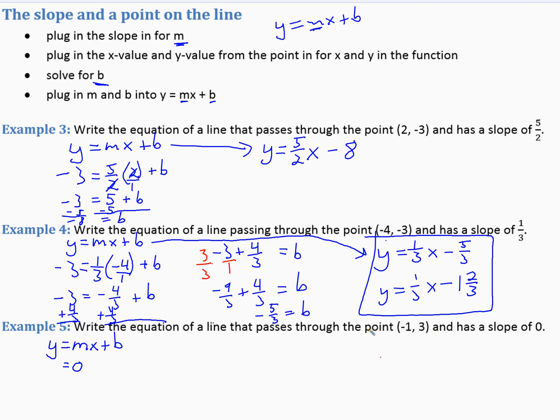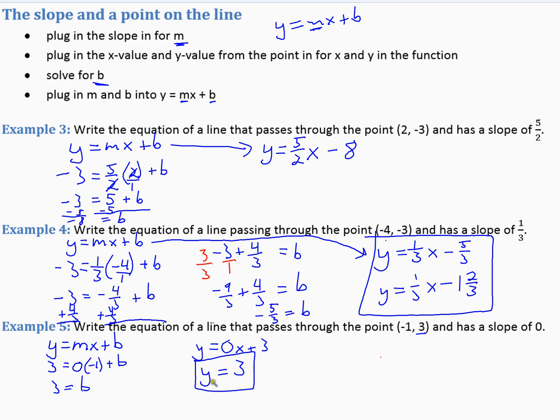So 3 equals 0 times x plus b. I'm going to put 3 in for y, because that's our y value, and I'm going to put negative 1 in for x. And 0 times negative 1 is 0 plus b, so this really solved itself for us, so we have b equals 3. And we can write y equals 0, our slope was 0, x plus 3. Well, what's 0x? 0 times x is 0, so we really get y equals 3. And that should be familiar to us.